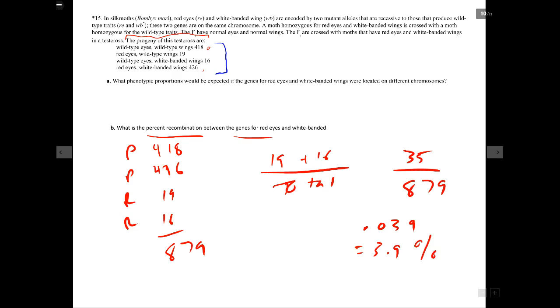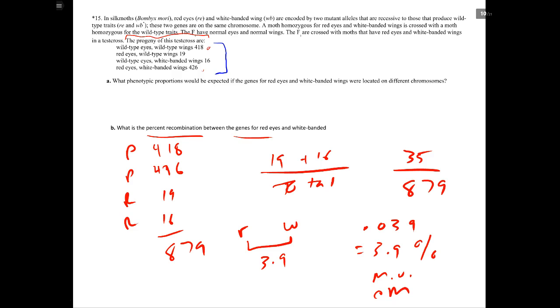So whatever these genes are, we got the red eyes and banded wing. That's our genetic map, 3.9. And so 3.9% is also map units, or centimorgans can also be used as the units. So that's the answer to that.